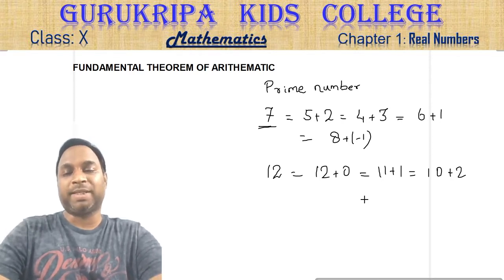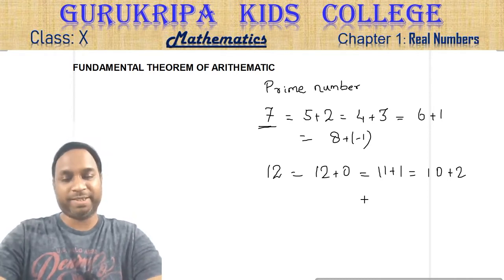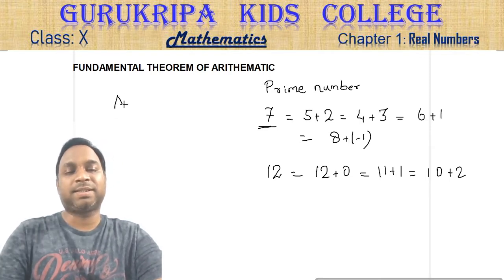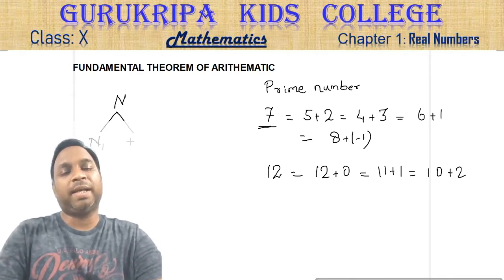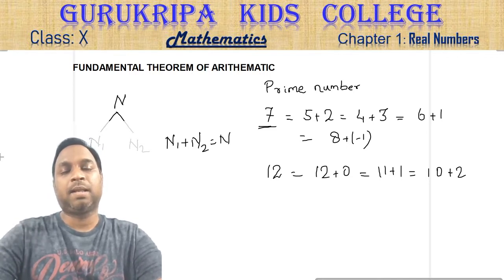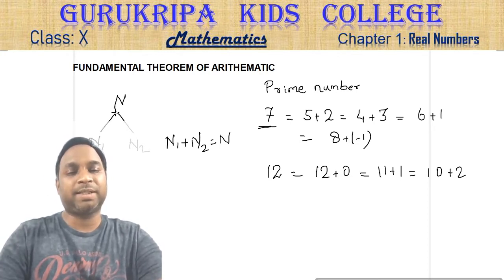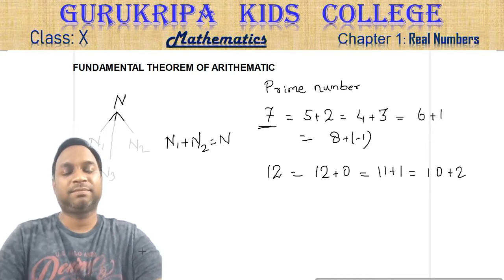So what I am trying to say is you can express any number as a sum of two different numbers in many different ways. Let's say there is a number n, and you have to break it into just two parts, n1 and n2, such that n1 plus n2 is equal to n. And there are many ways to do this. If you wanted to write it as a sum of three numbers, n1, n2, and let's say one more, n3, again, there can be many different ways, isn't it?